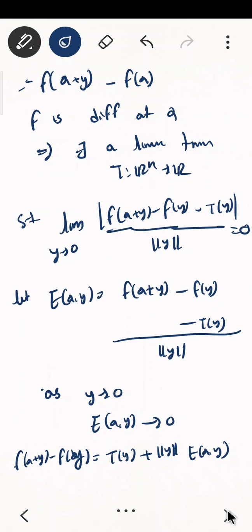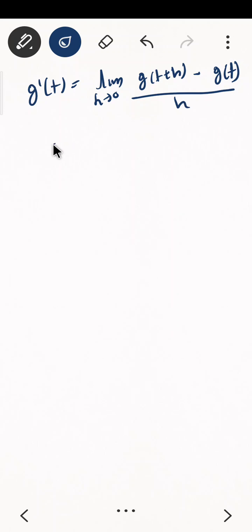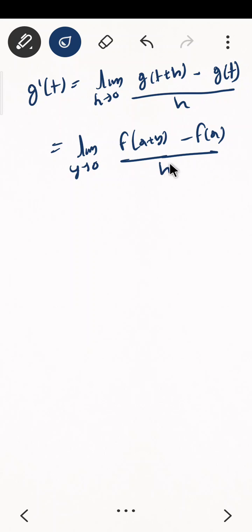So let us see what is the derivative. G dash of t. What is the definition? Limit h tending to 0 of g of t plus h minus g of t upon h, correct. This is equal to limit h tending to 0, which implies y tending to 0, and this will be f of e plus y minus f of e upon h. Oh sorry, this is h. In the latter case this will be y. Let us actually substitute h, then it will be easy.